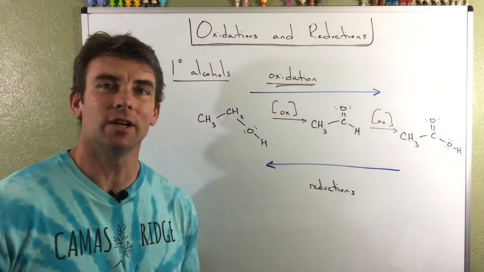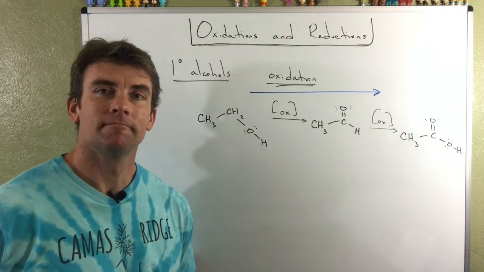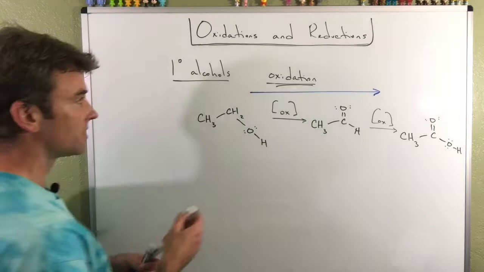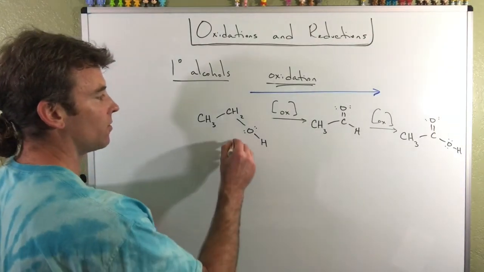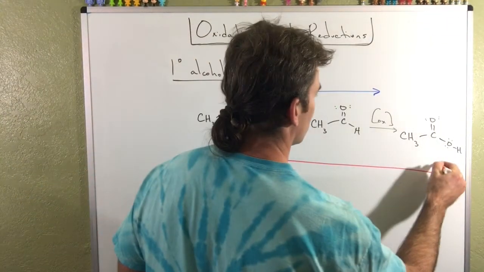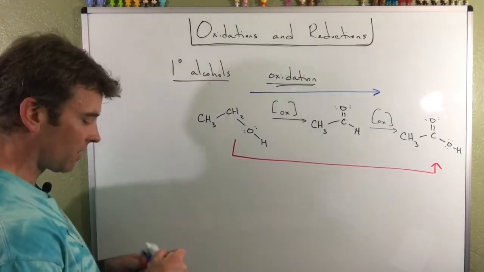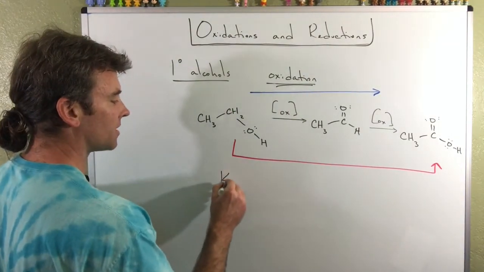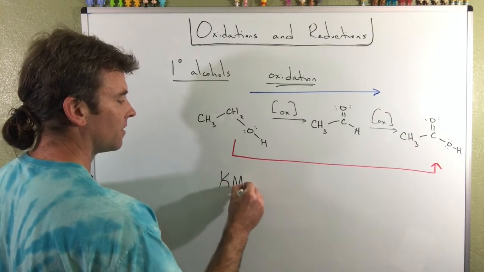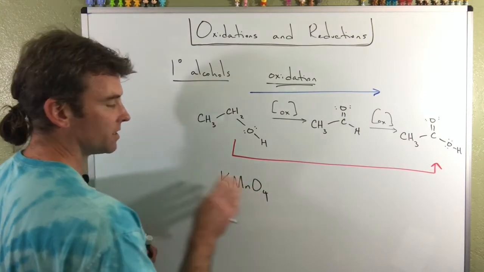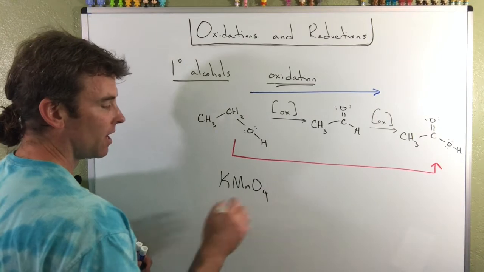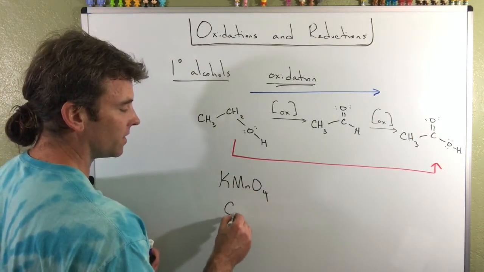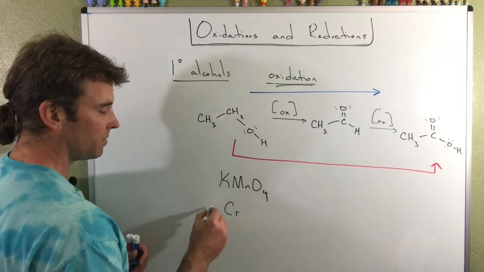So let's take a look at some of those reagents. So first, the express train, right? What kind of reagents can take us all the way from here all the way to here? Well, it turns out the most major ones are things like potassium permanganate. KMnO4 is a really great express train. There's other named reagents that all involve different types of chromium species.